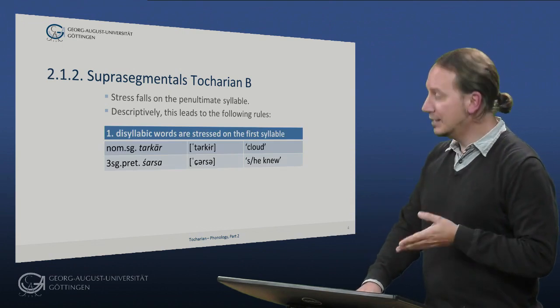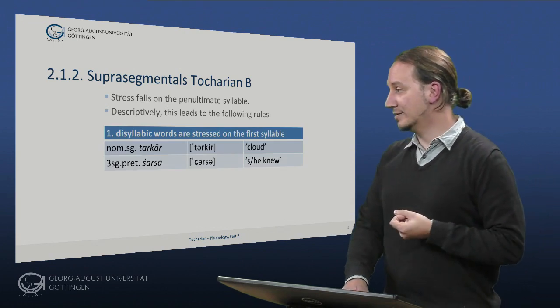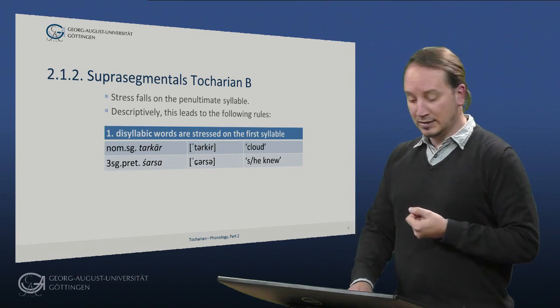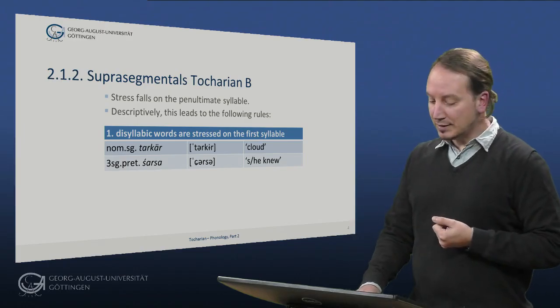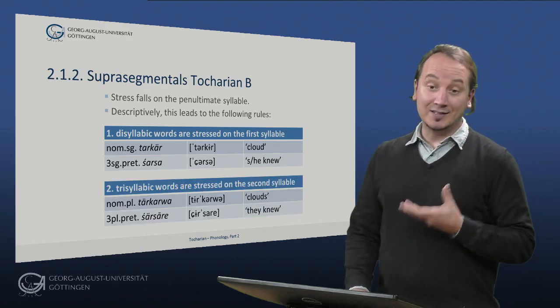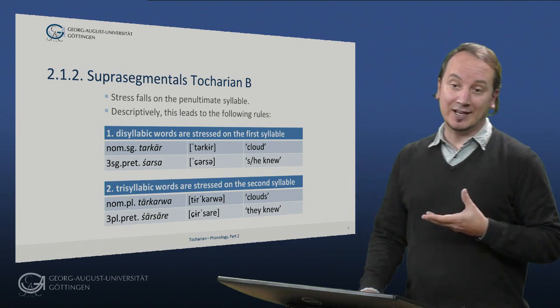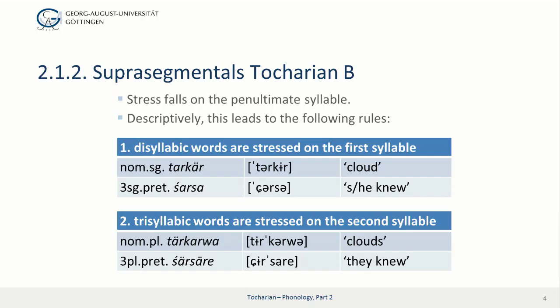So first, disyllabic words are stressed on the first syllable. So here we have tarkär, cloud, and śarsa, he/she knew. The second rule is that trisyllabic words are stressed on the second syllable. So nominative plural tarkärwa, clouds, and third plural preterite śarsare, they knew.